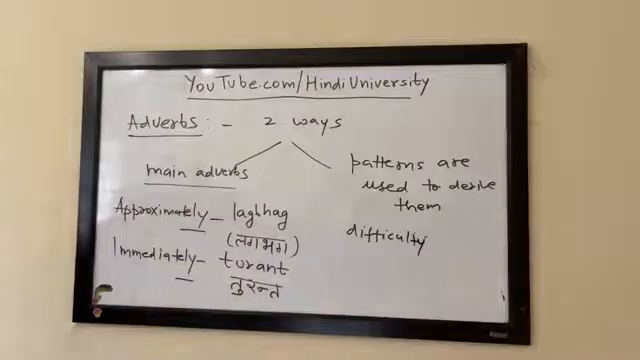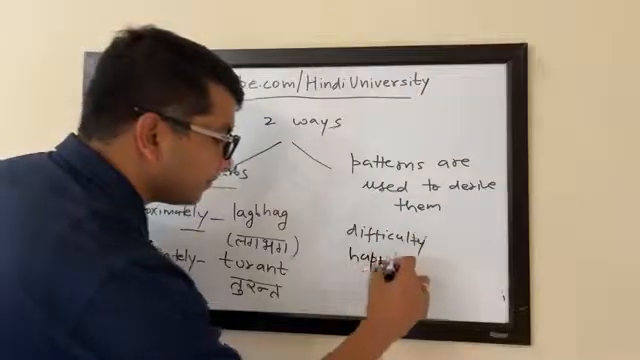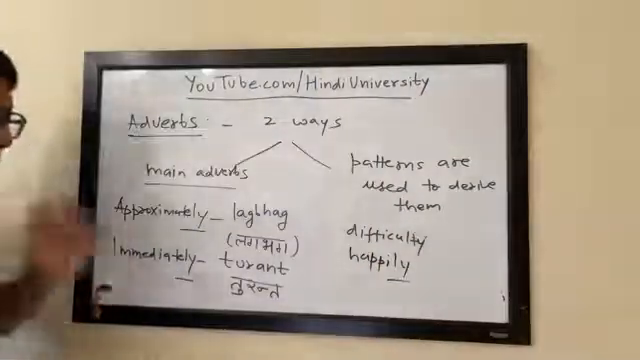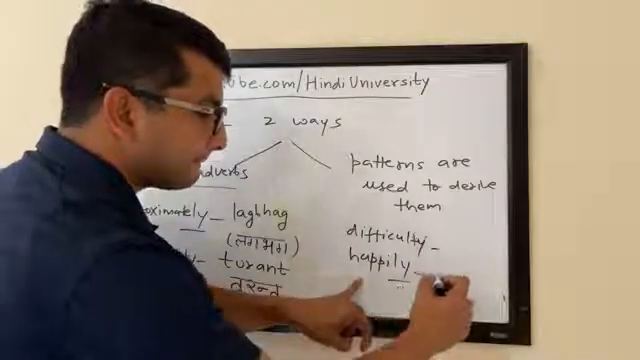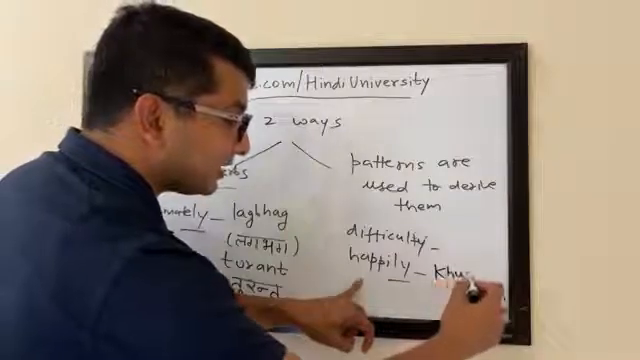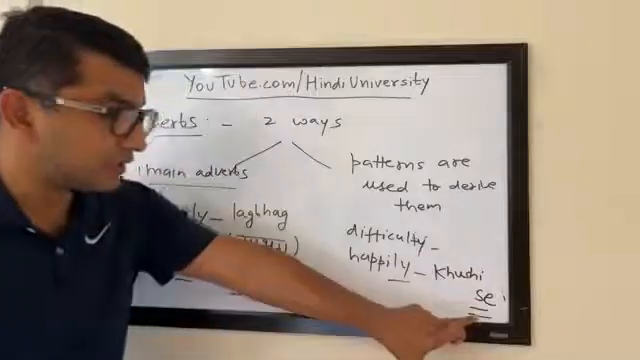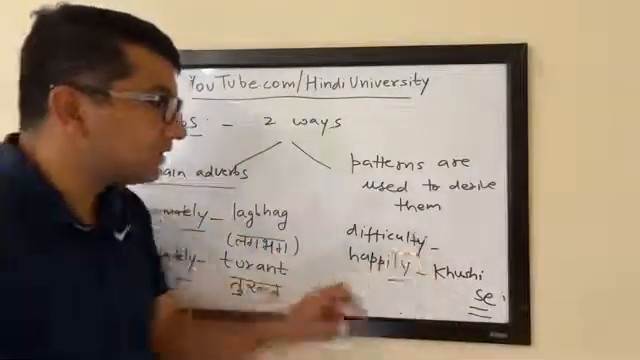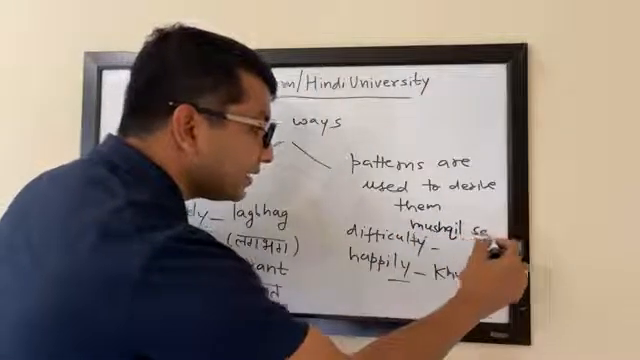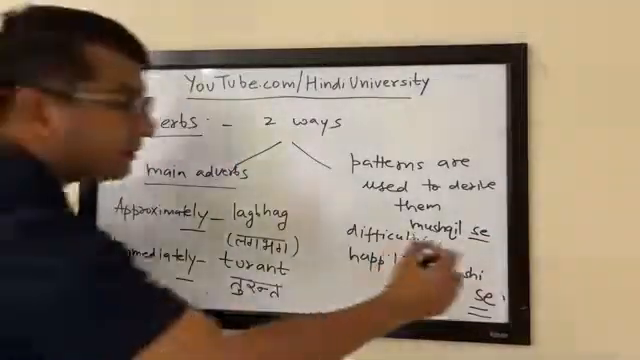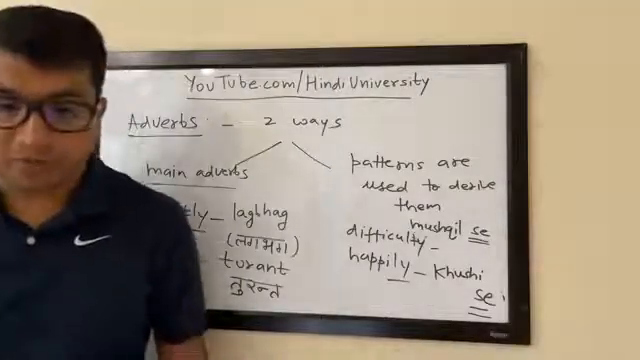Okay, similarly, you have happily, ending with ly, but how do you say happily? खुशी से. Very good, khushi se. So you used the abstract noun and you added a postposition next to it, se. Similarly, difficulty, you will say mushkil se. Mushkil is an abstract noun. You added se postposition to it and you made an adverb out of it.